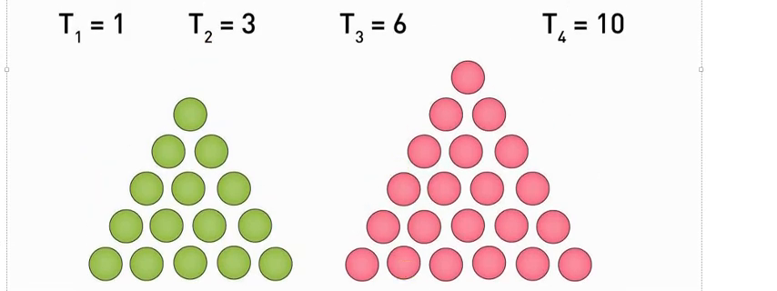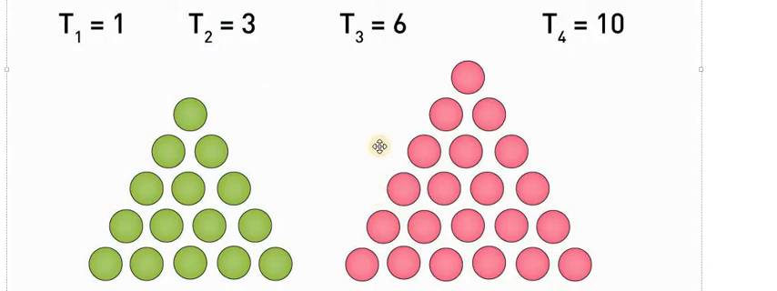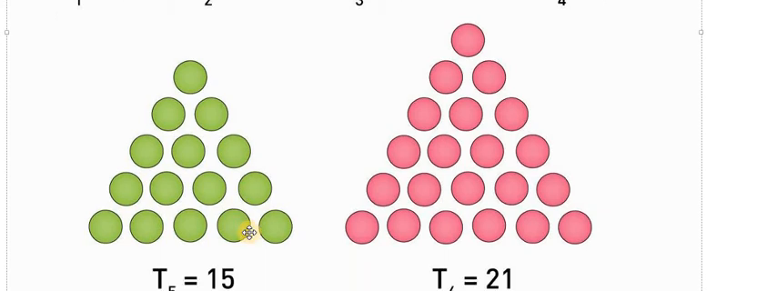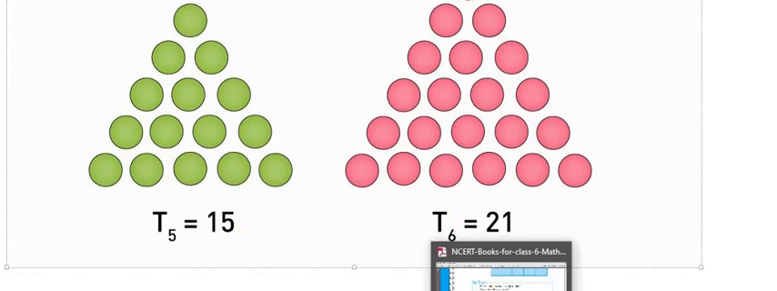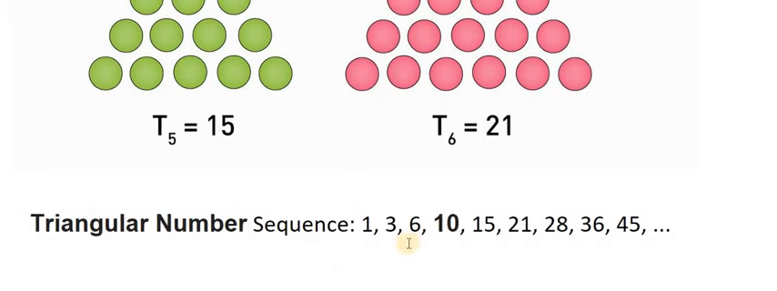And the question he asked is, write down the first 7 numbers that can be arranged as triangles. So you are going to arrange all the triangles now. The triangular numbers are, by seeing this you can say easily, 3, 6, 10, 15, 21, like that you should go on. And these are the first 10 triangular numbers: 1, 3, 6, 10, 15, 21, 28, 36, 45, like this you'll get. And this is the sequence of the triangular numbers.